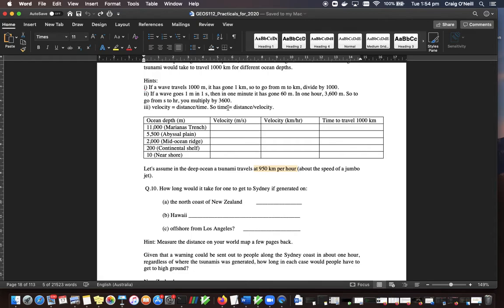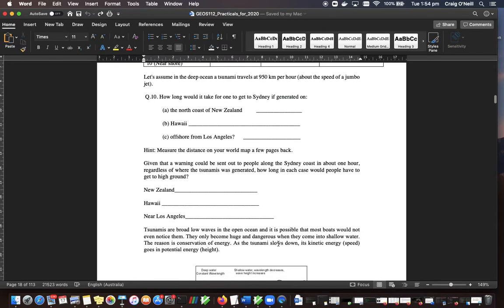So the time it will take will be equal to your distance divided by your velocity, which is 950 kilometers per hour. And write down your answer in there. It should be about the same time it takes to fly to those places.